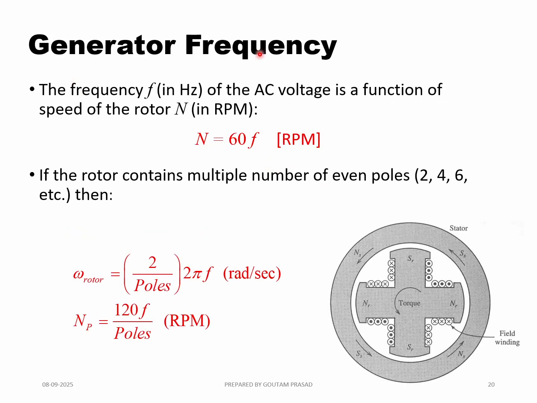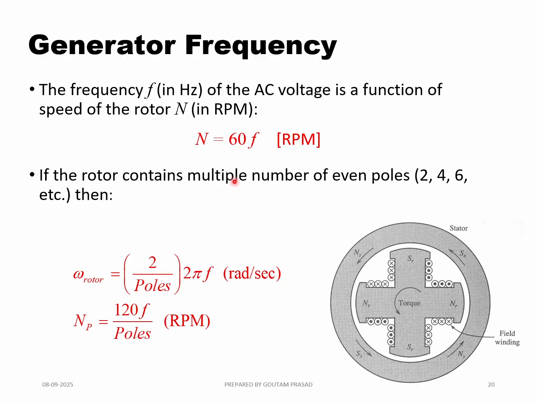Now, if we talk about the frequency of the generator, suppose f is the frequency of the generator's AC voltage. This is a function of the speed of the rotor in RPM. So N is equal to 60 into f, because f is the number of revolutions per second, that has to be multiplied by 60 to get the RPM, rotations per minute.